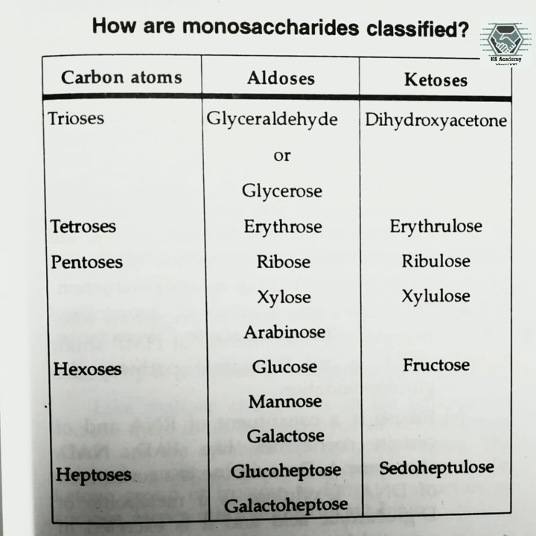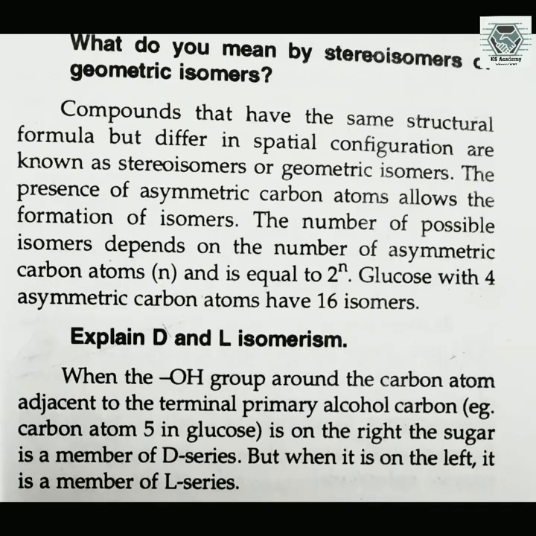How are monosaccharides classified? Based on carbon atoms: triose like glyceraldehyde, dihydroxyacetone, tetroses, pentoses, hexoses, and heptoses like glucoheptose, etc. What do you mean by stereoisomerism or geometric isomers? Compounds that have the same structural formula but differ in spatial configuration are known as stereoisomers.